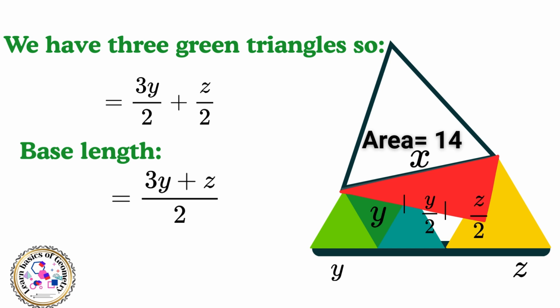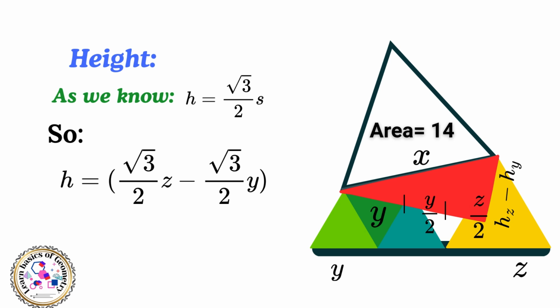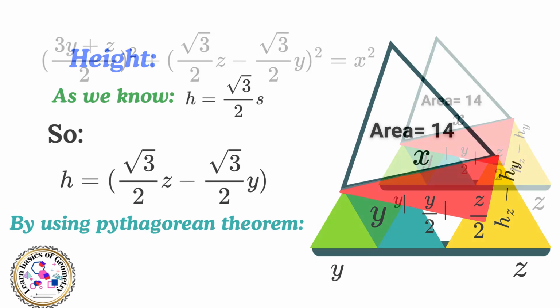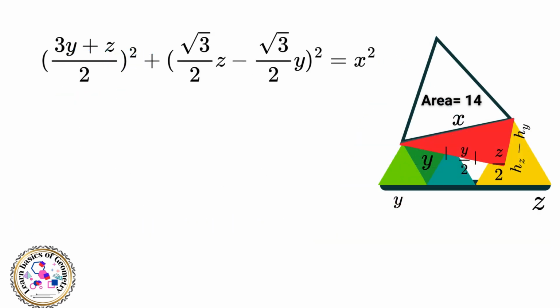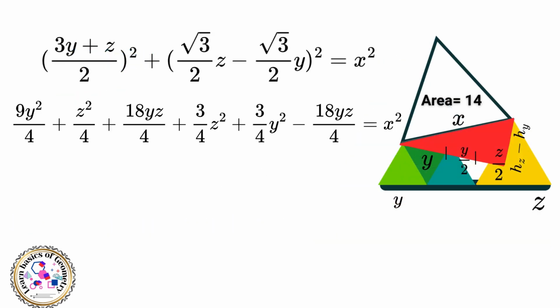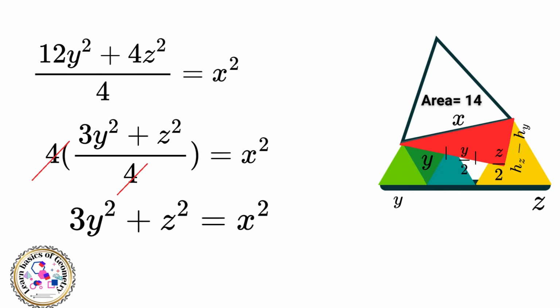The vertical side is the difference of the heights. The height of the yellow triangle is square root of 3 over 2 z. The height of the green triangle is square root of 3 over 2 y. So the vertical side is square root of 3 over 2 times z minus square root of 3 over 2 times y. Now apply the Pythagorean theorem again. After simplifying all the terms, the cross terms cancel, and we are left with 3y squared plus z squared equals x squared.